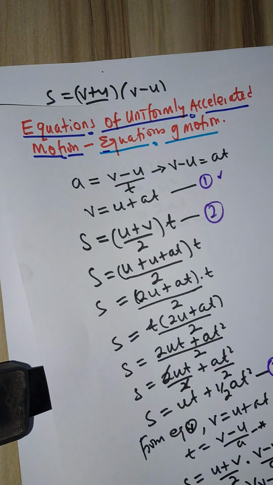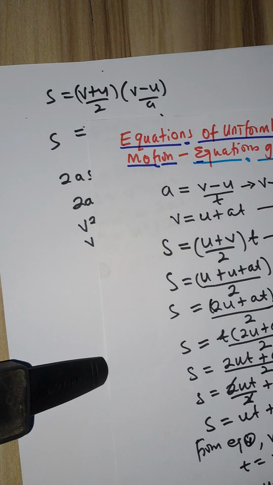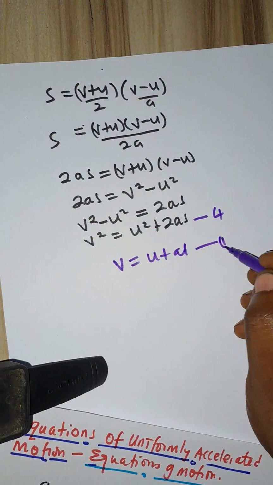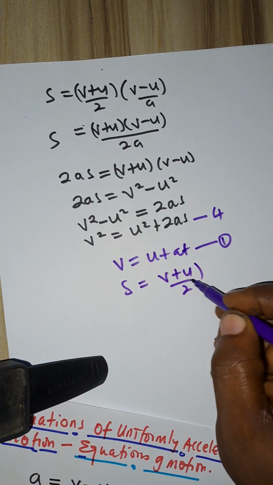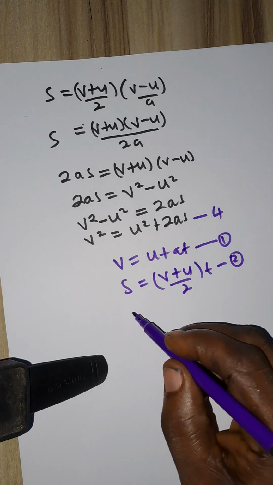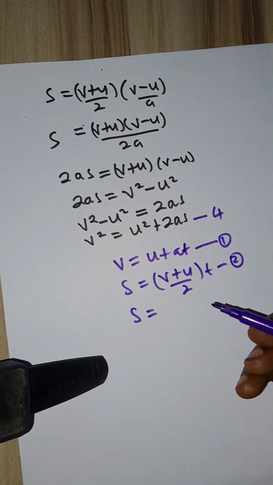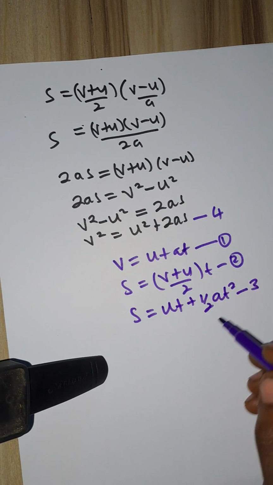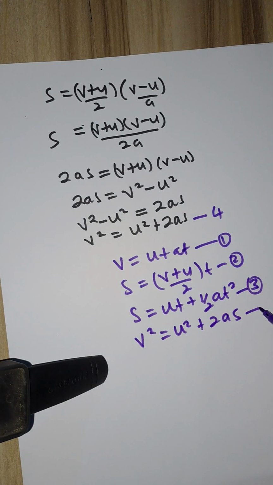So see, the first one is this, second one is this, third one, and the fourth one. Now we write out the equations we derived. The first one is v equals u plus at, equation 1. Second one is distance equals average speed multiplied by time, equation 2. The third one is s, that's distance or displacement, equals ut plus half at squared, equation 3. And finally, v squared equals u squared plus 2as. That is our equation 4.